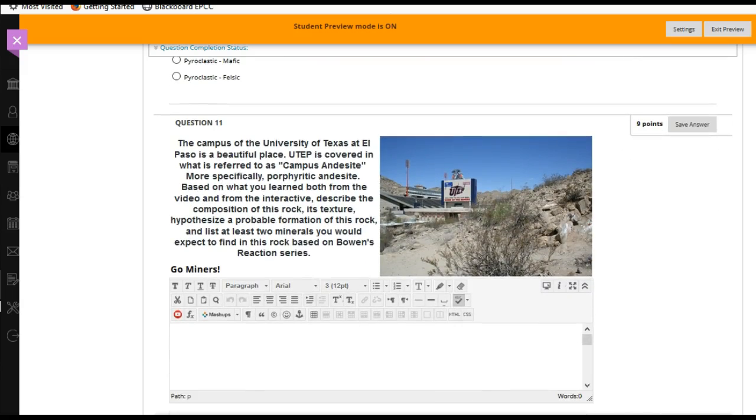And then one of the questions ties in with El Paso geology. Most of El Paso is covered in what's referred to as andesite, specifically around UTEP. So for that reason, this particular igneous rock is referred to as campus andesite. So based on the different things that you explore in this week's module, your job is to speculate about how it was formed and give me some other information about its formation and the different types of minerals that you would find there.